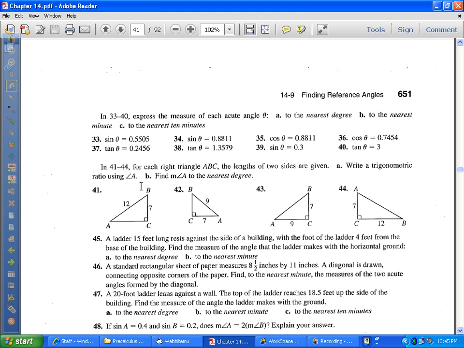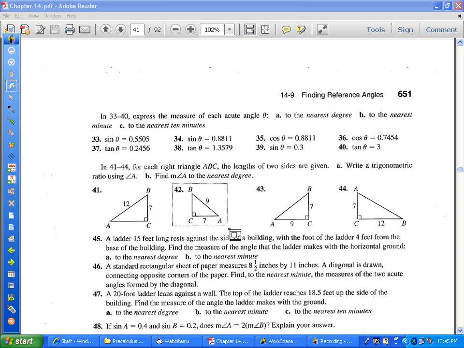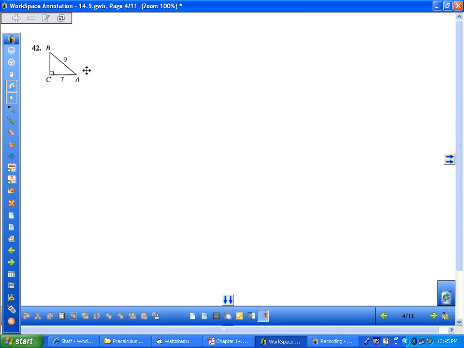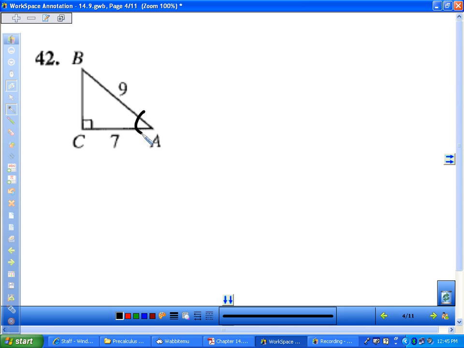Problem 42 says for each right triangle, the lengths of two sides are given. Part A, write a trig ratio using angle A, and then find the measure of angle A to the nearest degree. So we are referencing angle A. According to angle A, what is the side that represents the 7?